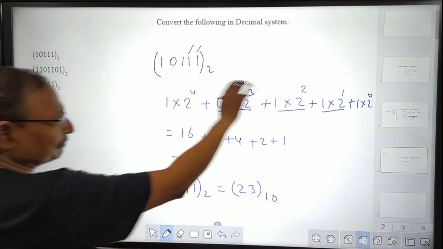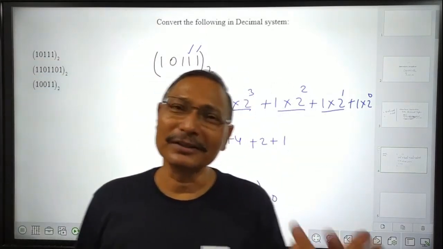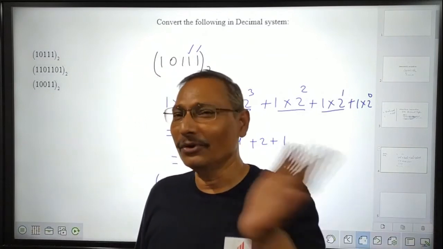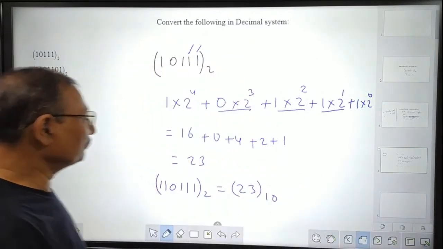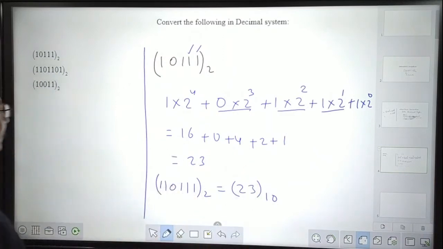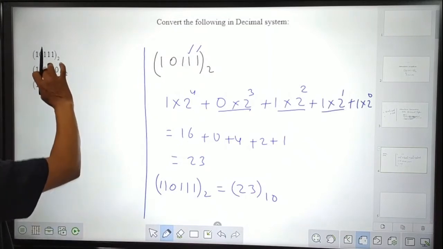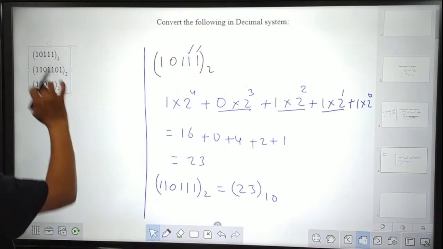So this conversion is necessary to convert binary numbers into decimal numbers. Later on we will understand how a decimal number can be converted into binary numbers. Now another example. Take another example here on the next sheet.